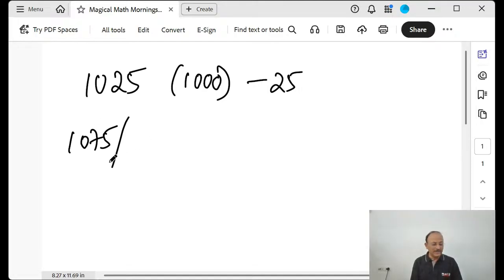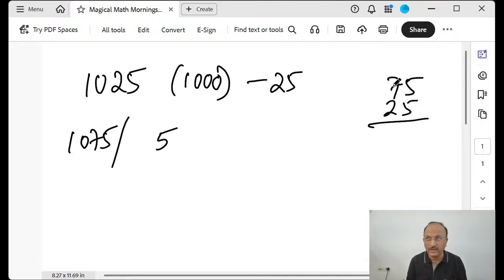Next, we have to multiply 75 into 25. You can use the normal shortcut methods that we did earlier, or else we can do it by the normal methods. 25 fives are 125, 25 sevens are 175 plus 12, 187. Then what will we write? 25 cube we are going to write.